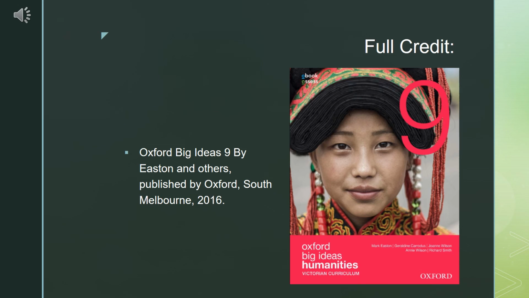So that brings us to the end. If you've managed to complete all these activities in one lesson, then you have done a fantastic job.